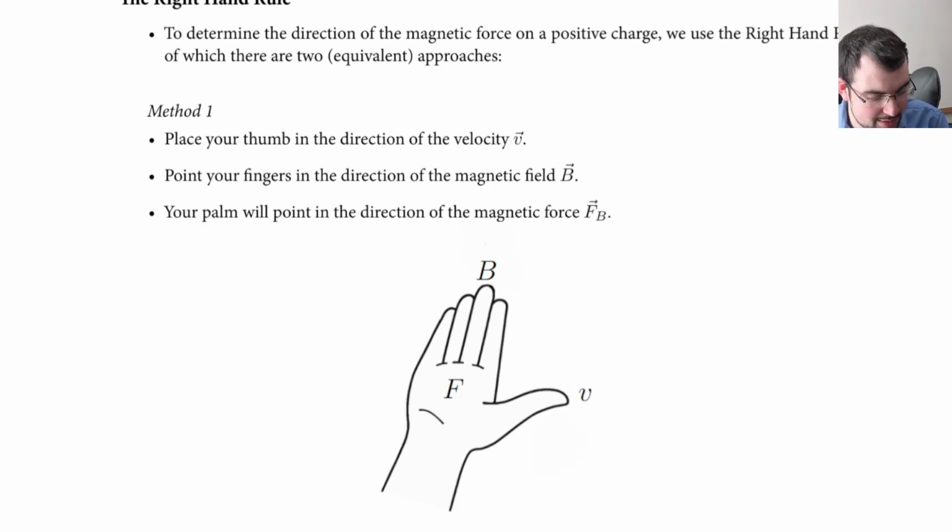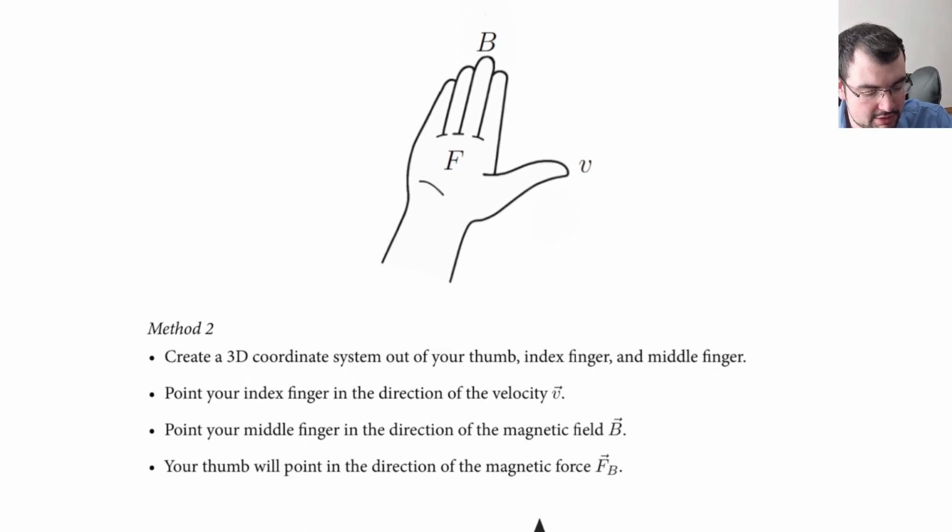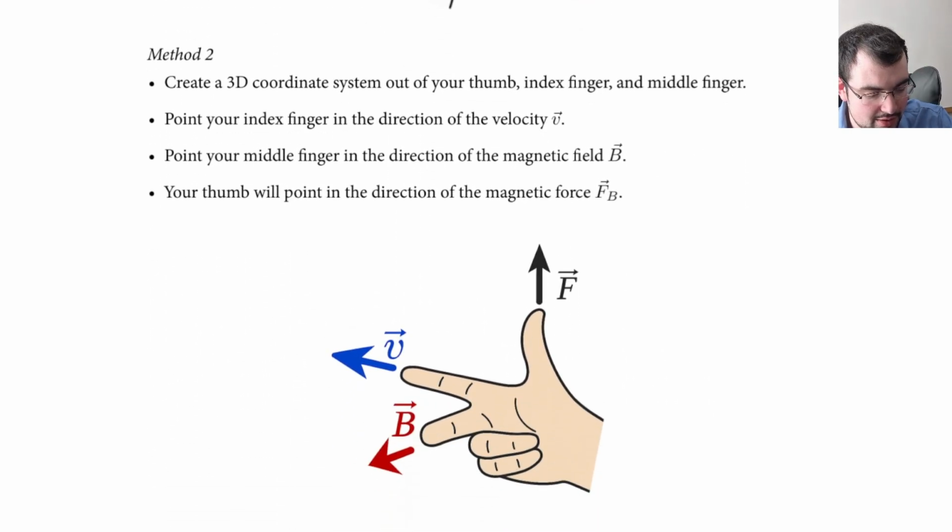So notice in this example, their thumb points in the X, their fingers point into the screen, which would be negative Z, and their force points straight up, which would be plus Y.